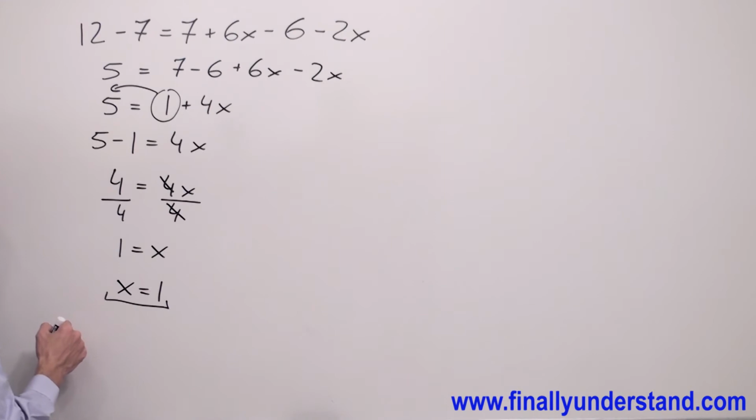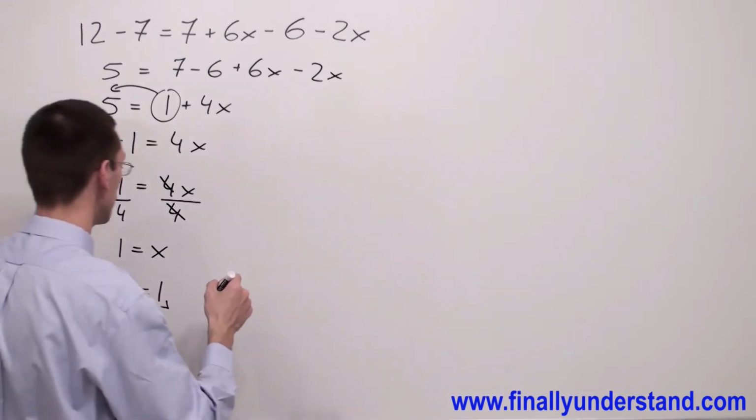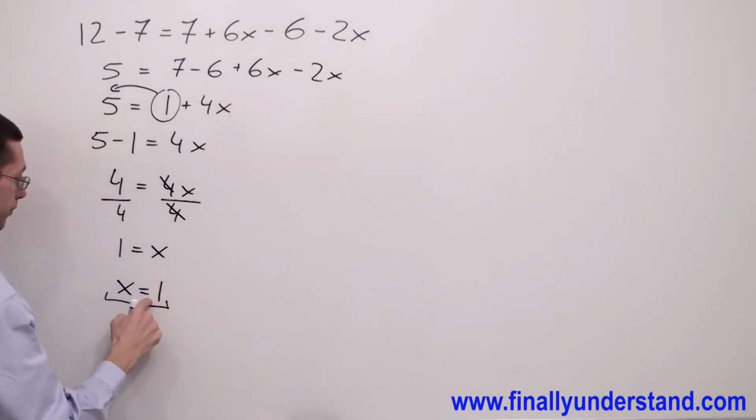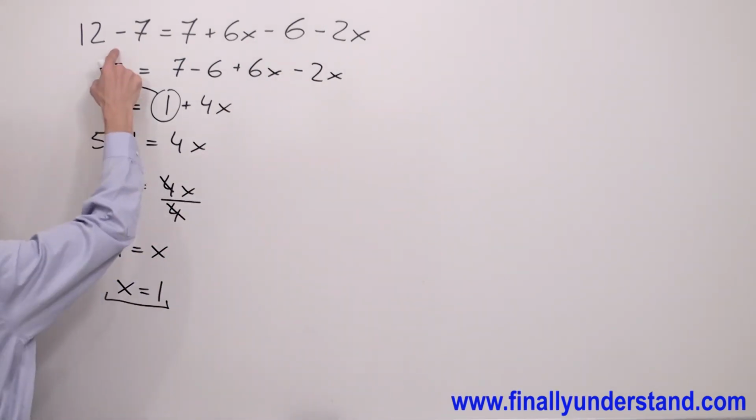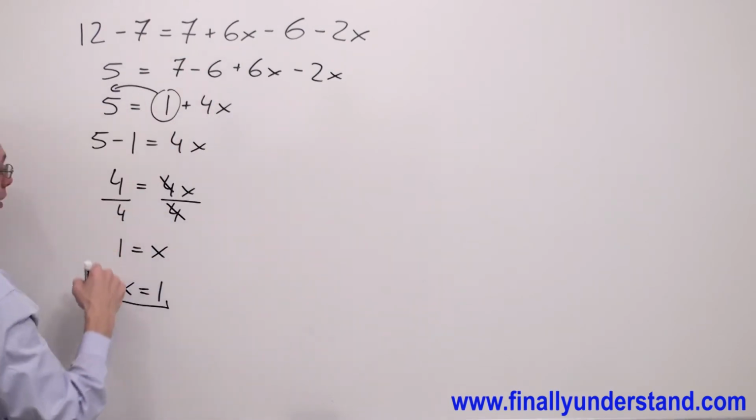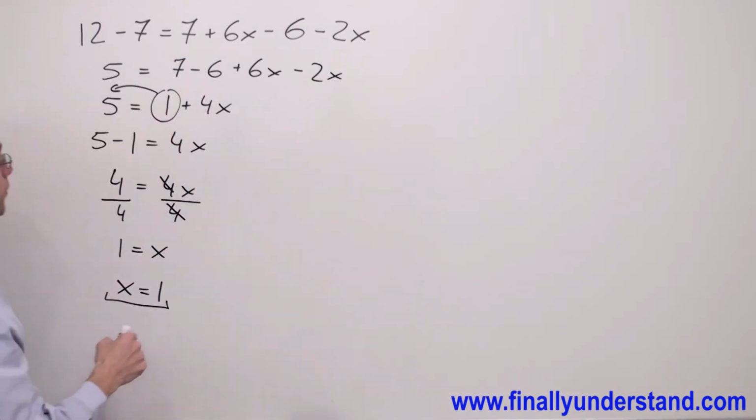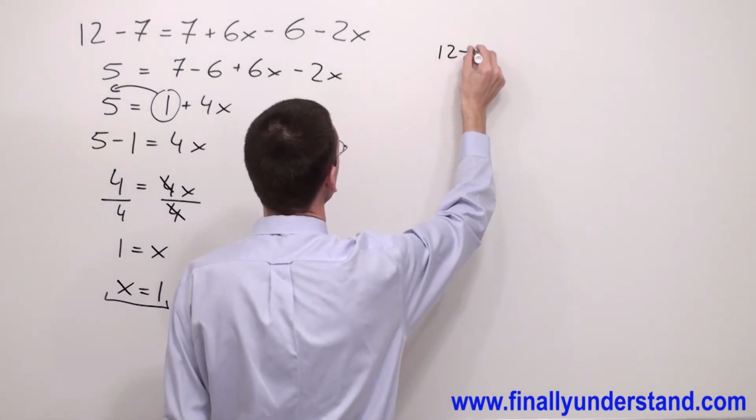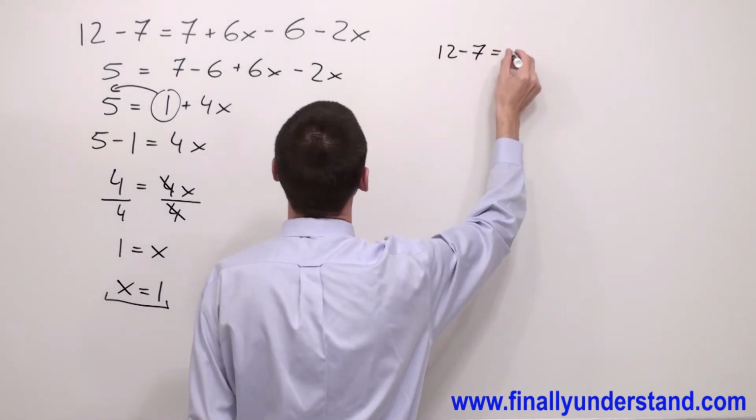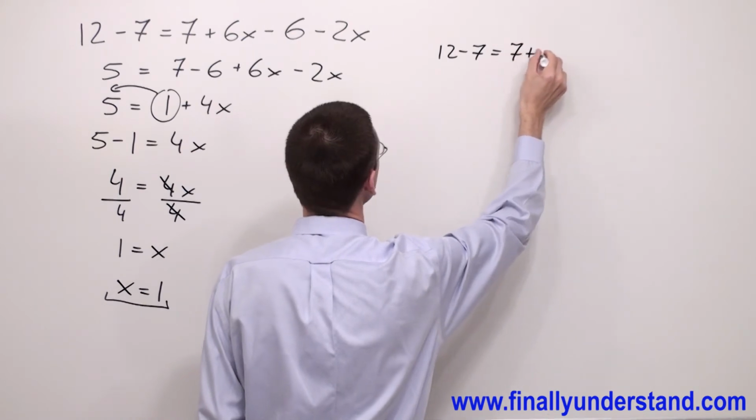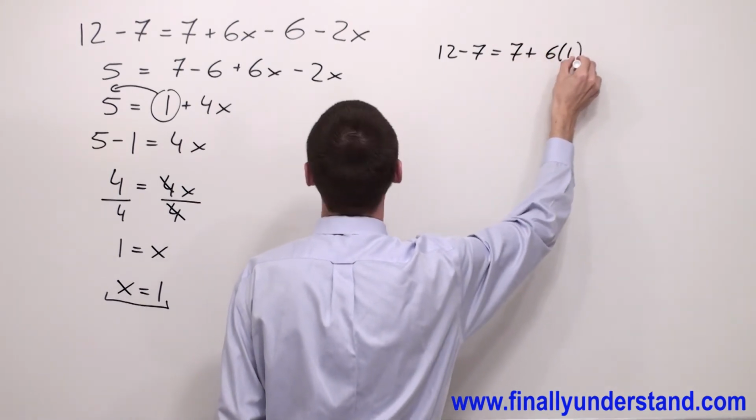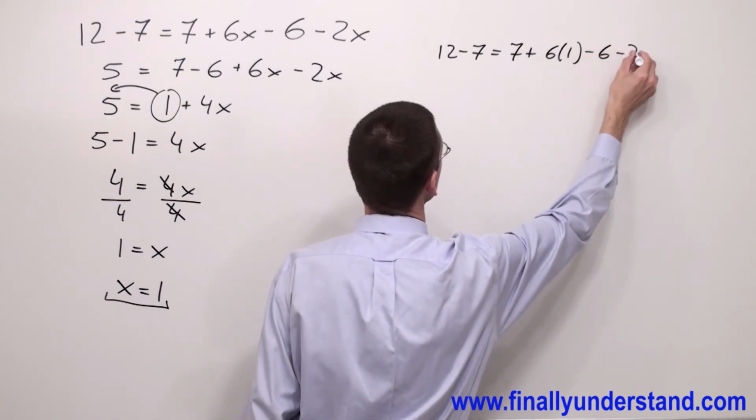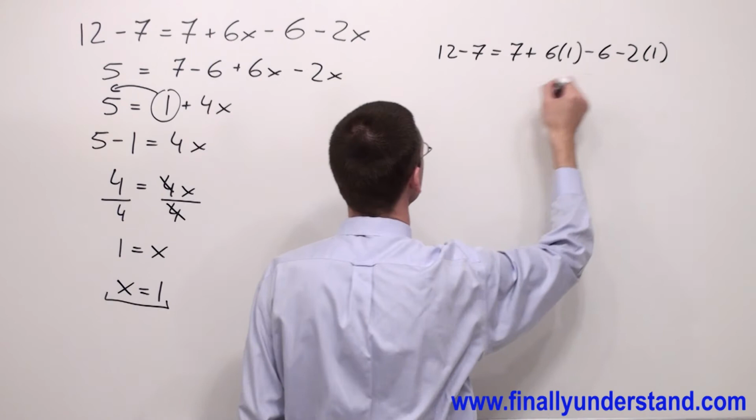Let's check if this is true. I'm going to replace every single x in my original equation by 1. And if the left side of the equation is equal to the right side, it means this is the proper answer. So in this case, I have 12 minus 7 equals 7 plus 6 times 1 minus 6 minus 2 times 1.